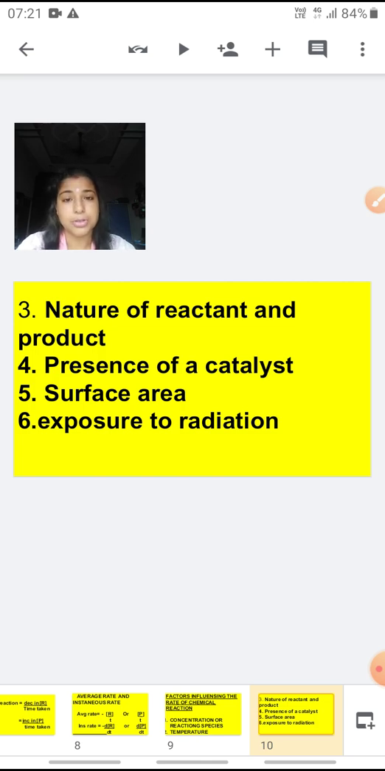Now children, for today this much is enough. Do revise all these things, and do write the notes in your fair notebook. The notes are those slides which I am showing to you, but in the slides for the factors affecting the rate of chemical reaction, I have written only the factors. You have to write the relationship also, how the presence of catalyst affects, how the surface area affects. What I am explaining, you have to write also.